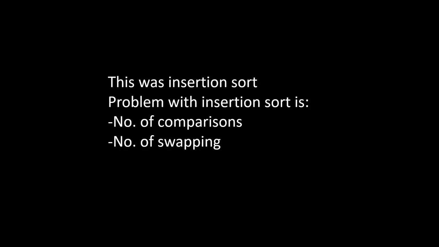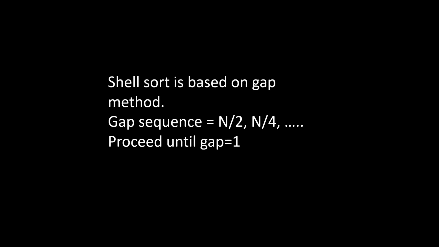So Donald Shell came up with a modification of insertion sort, which was called shell sort, which is basically a gap based method. Shell sort divides the array into subarrays, and the elements of a subarray are selected from the input array at positions k apart, where k is the gap of the gap sequence. Here we take the gap sequence to be n by 2, n by 4, n by 8 and so on, and we proceed until the gap is 1.